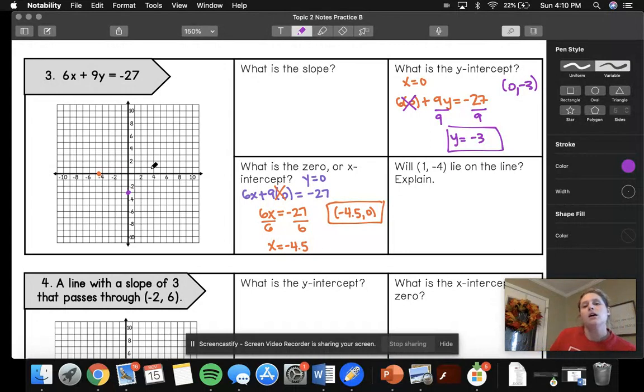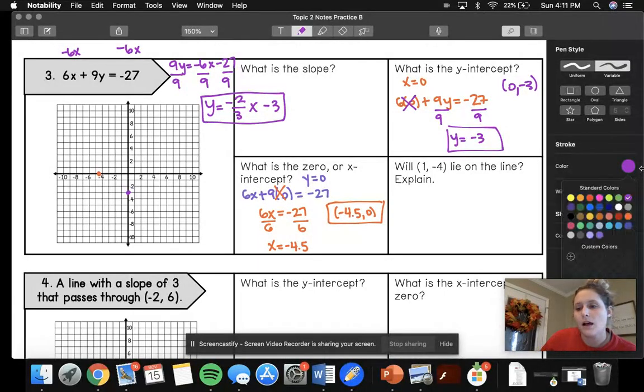Okay. All right. Again, what you could also do is to solve this for slope-intercept form, and it would also tell you your y-intercept. It would also tell you your slope. So I'm going to also show you guys that. You could subtract the 6x, get 9y equaling -6x minus 27. Divide by the 9. y equals negative, so 6 over 9 is equivalent to 2/3, so -2/3x. -27 divided by 9 is -3.